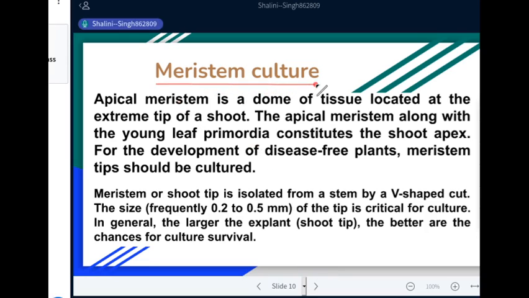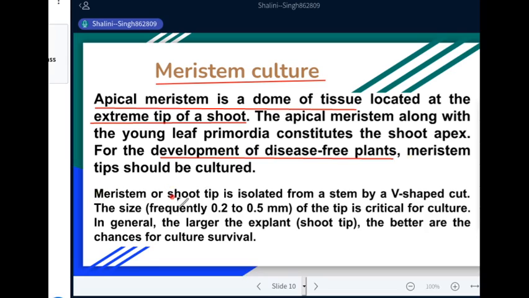The most practiced method of axillary shoot and apical shoot proliferation is meristem culture. In meristem culture, the apical meristem is taken as an explant, and it is a dome of tissue located at the extreme tip of a shoot. The apical meristem along with the young leaf primordia constitute the shoot apex, and it is used for the development of disease-free plants, which is the prime concern in micropropagation. Meristem culture is always used to raise disease-free or virus-free plants.